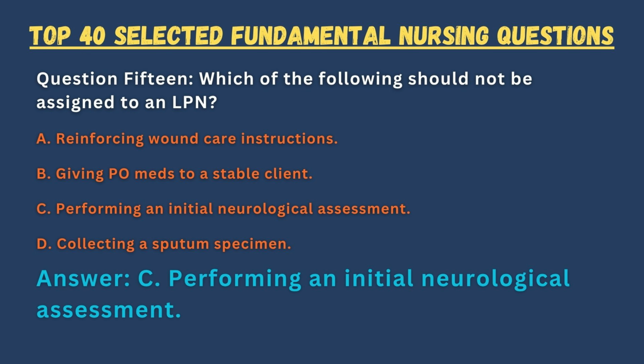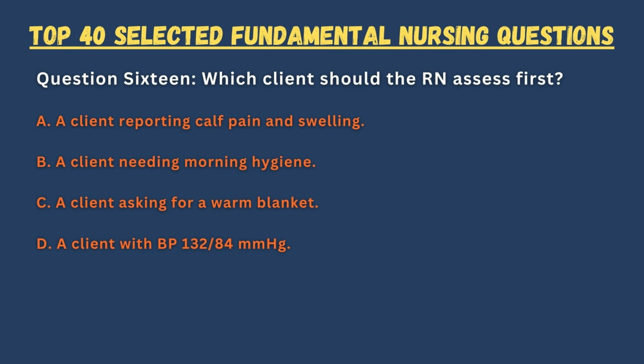Answer. C. Performing an initial neurological assessment. Question 16. Which client should the RN assess first? A. A client reporting calf pain and swelling. B. A client needing morning hygiene. C. A client asking for a warm blanket. D. A client with BP 132/84 mmHg.